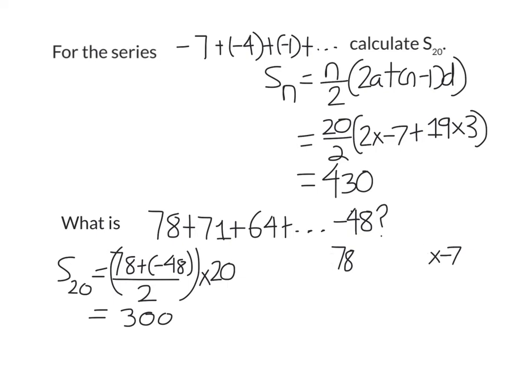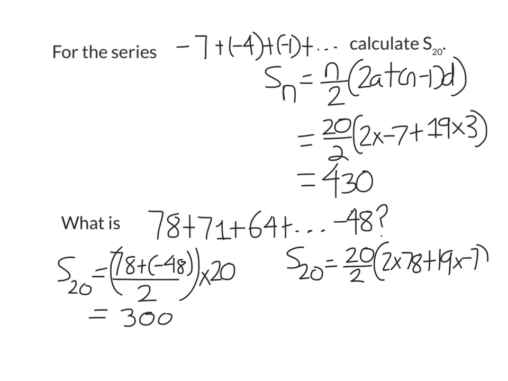So getting rid of this, I'm going to use the formula that I used up here. I would get S20 equals n over 2, 2 times a plus n minus 1, which is 19, times d, which I figured out was -7. And putting that on my calculator, I get 300, the exact same number. All right, let's now look at one more question that's a little harder.